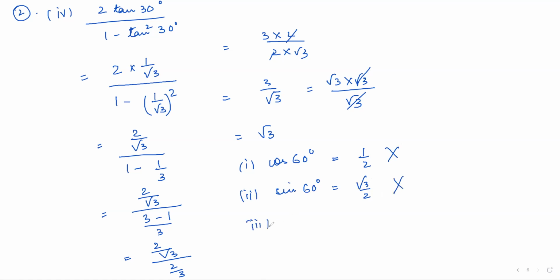Now you check the third. This was A, B, and C like that. C is tan 60. How much is tan 60? That is root 3, right? So C is the correct option. You can check for D also if you wish. D is sine 30. Sine 30 is half. So this is not the option.